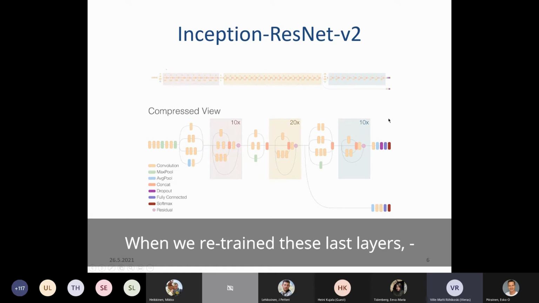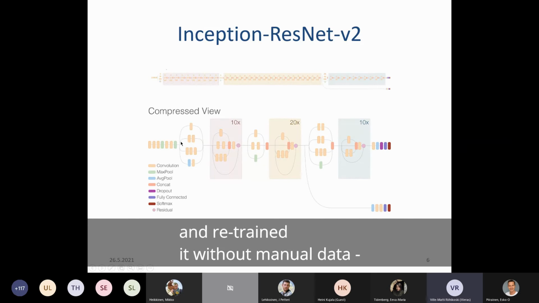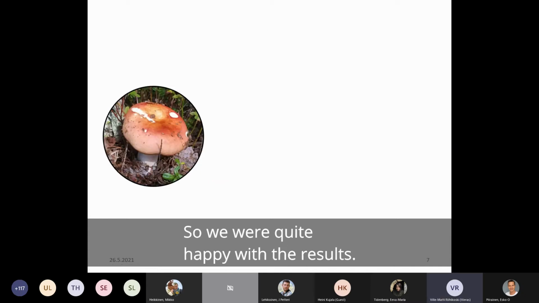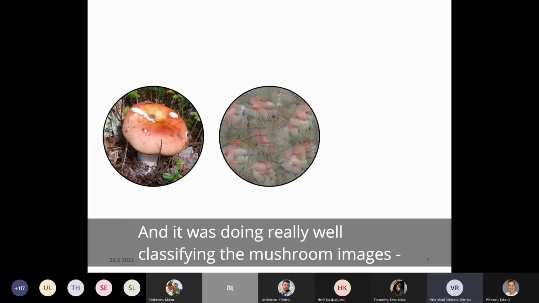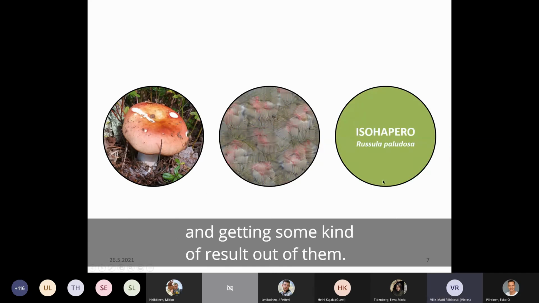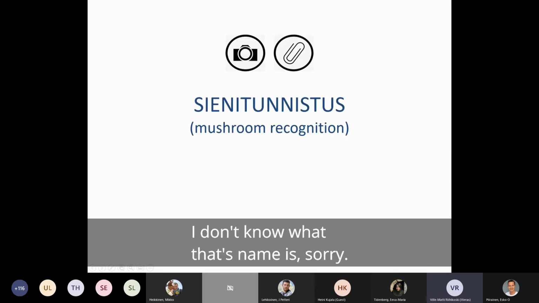Basically, when we retrained these last layers, we already got quite good results. But we still wanted to do better, so we opened up the whole pipeline and retrained it with augmented data, and we got really good results. We were quite happy with them, and it was doing really well, classifying the mushroom images and getting some kind of results out of them. I don't know what that is in English, sorry.